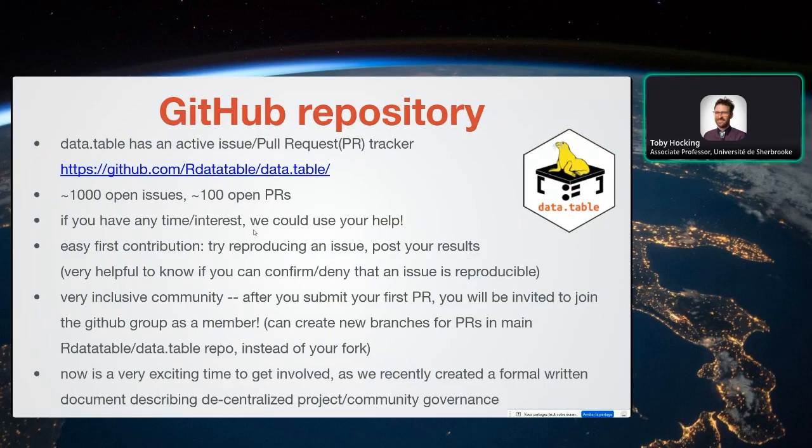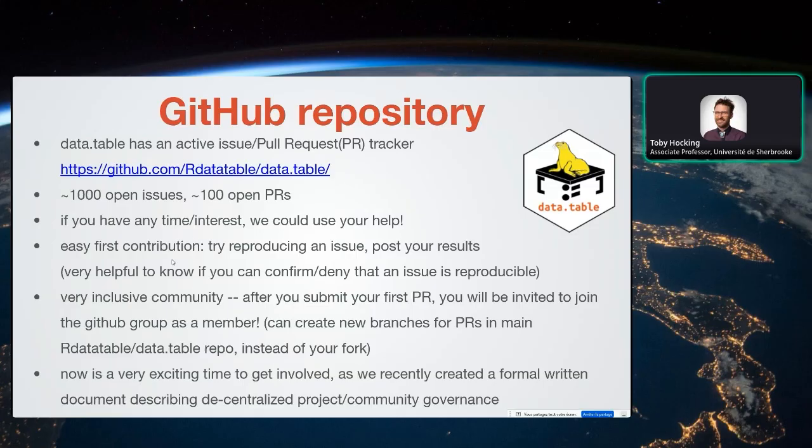If you want to get involved in development, you should take a look at our GitHub repository. We have an active issue and pull request tracker at github.com/r-data.table. About 1,000 open issues and about 100 open pull requests. So it's pretty active. If you have any time and interest, we definitely could use your help.